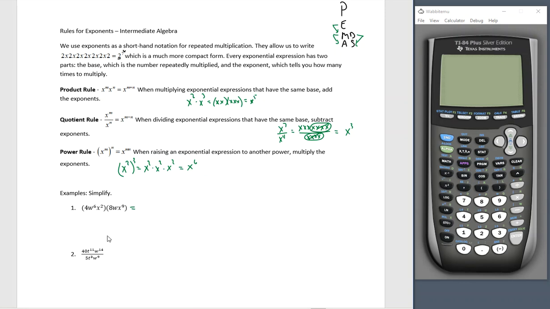So when we're looking here, to simplify, 4w to the 6th x squared times 8w x to the 9th. Because everything's being multiplied, I'm going to multiply 4 times 8 and get 32. I'm going to look at this w to the 6th, and I'm going to look at this w to the 1st, right? If the power is not written, it's assumed to be 1. 6 plus 1 makes a w to the 7th. I'll have an x squared and x to the 9th. I have 9 of them, and I add 2 more. That's going to be x to the 11th.